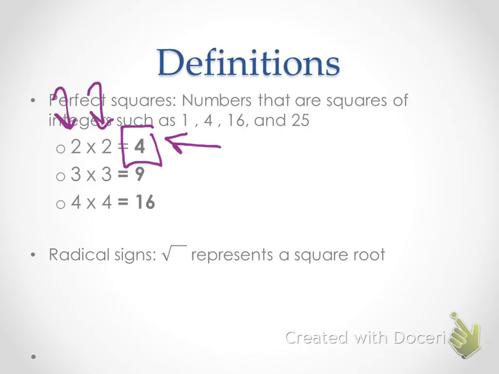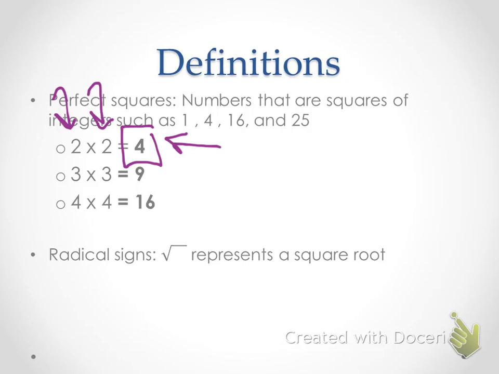Krista? 36, because 6 times 6 equals 36. What's another one? Brandon? 81, because 9 times 9 is 81. John? 144. And what number is the square root? It's 12. Very good, because 12 times 12 is 144. Jonathan? 100, because 10 times 10. Anna? 49, because 7 times 7. So those numbers are perfect squares.